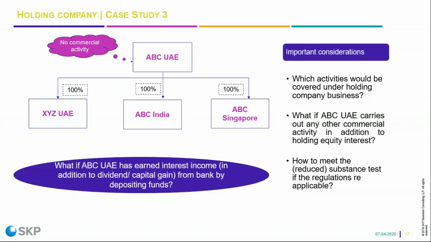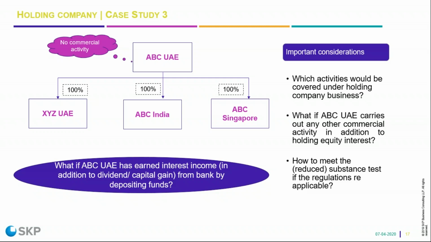Now, what if ABC UAE carries out any other commercial activity in addition to holding equity interest? Any other commercial activity apart from the holding company business would mean that this company will not fall in the definition of holding company, but the other activity has to be again looked at from the other relevant activities perspective, and whether it is falling in any one of those categories.